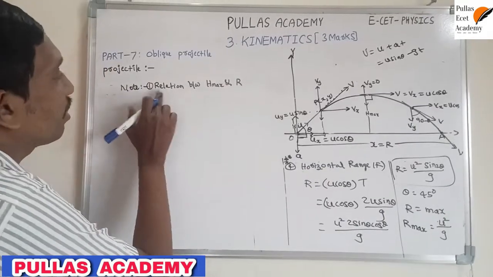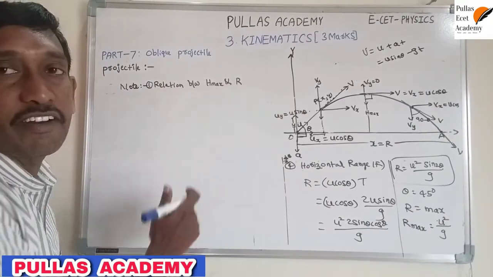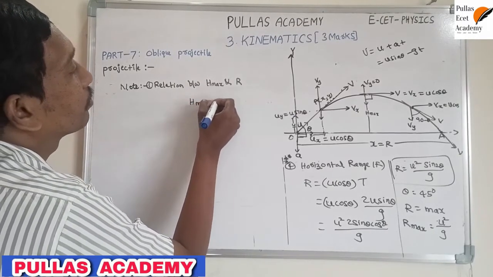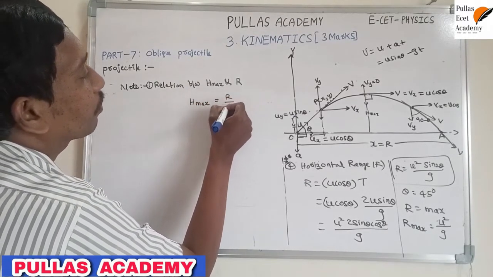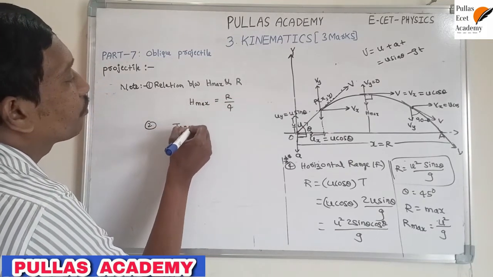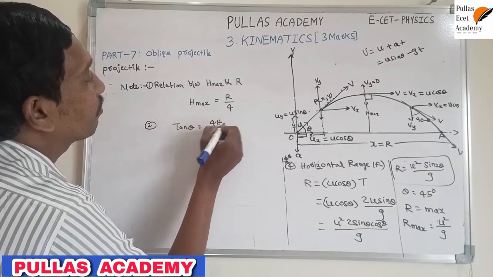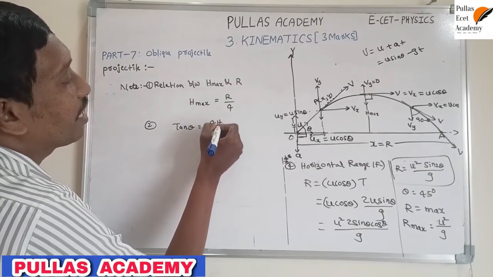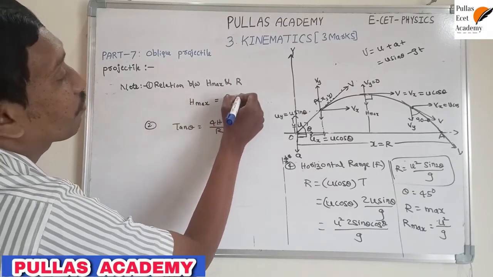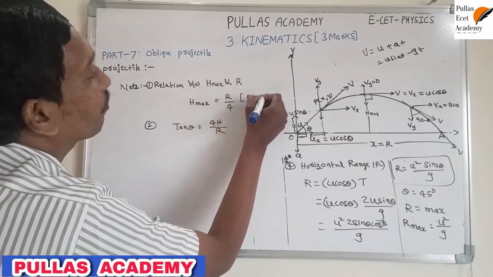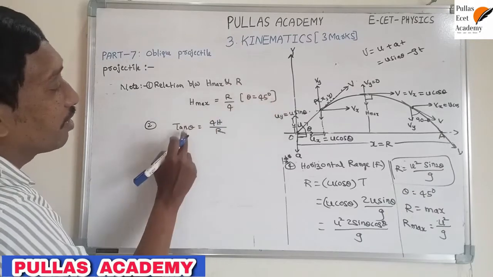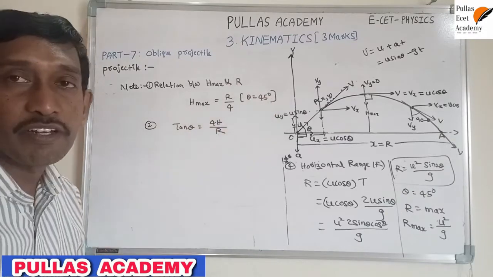Here the important relations are the relations between maximum height and range. So what is the relation? Here H max is equal to R by 4 is one relation. And one more point, tan theta is equal to 4H by R. This also indicates the relation between H and R. Tan theta is equal to 4H by R, or H max is equal to R by 4 where theta is equal to 45. At 45 degrees, H max is equal to R by 4. Otherwise, if we don't know this angle, then use this formula: tan theta is equal to 4H by R.